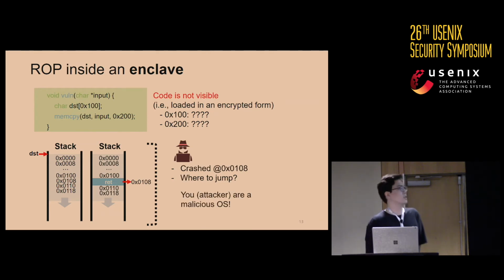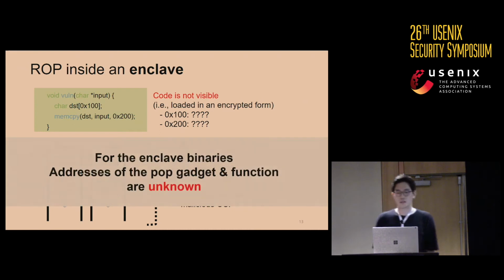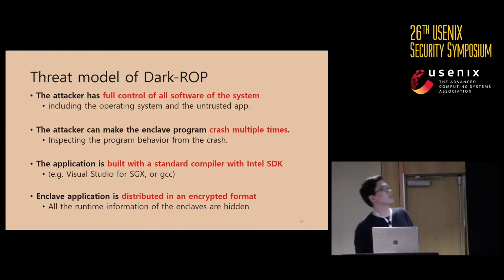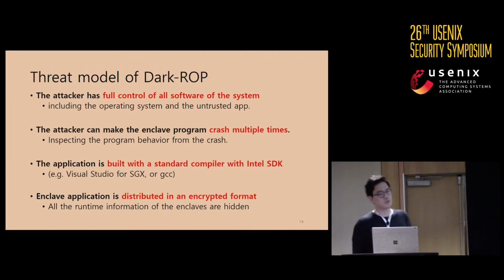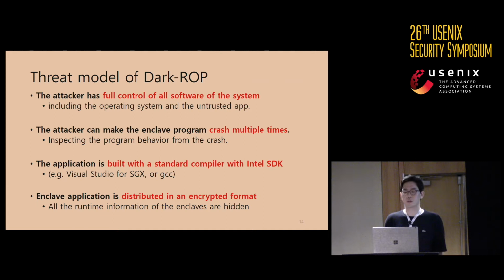However, the good news is the attacker has a lot of capabilities. So, what is the capability in our Dark-web attack? We assume that the attacker has full control over the software of the system, including the operating system and the untrusted app that loads the enclave. And we also assume the attacker can make the enclave program crash as many times as possible, and inspect the program's behavior from the crash. And we also assume that the application is built with the standard compiler with the Intel SDK, and the enclave application is distributed in the encrypted format.